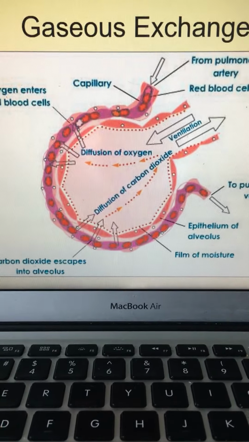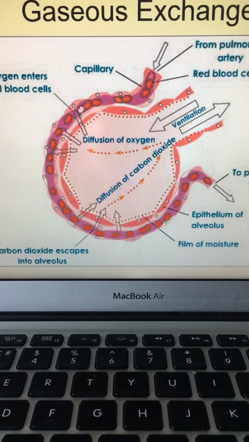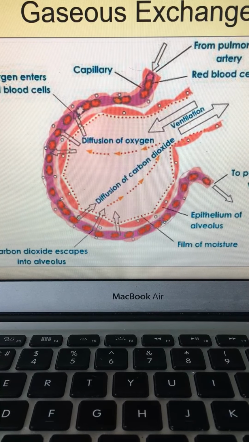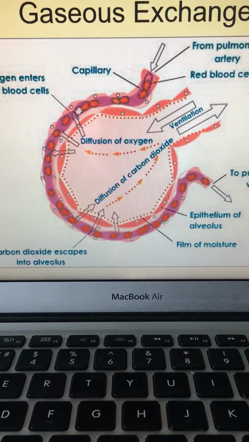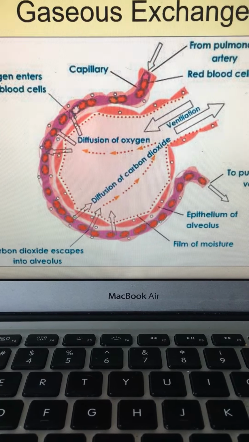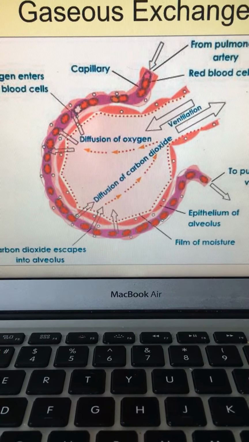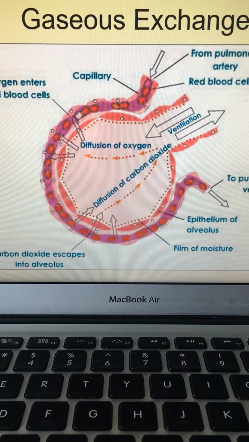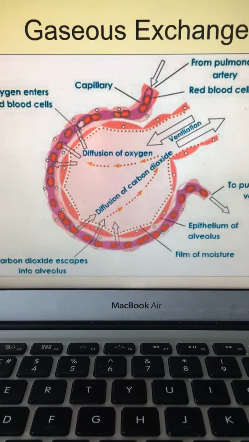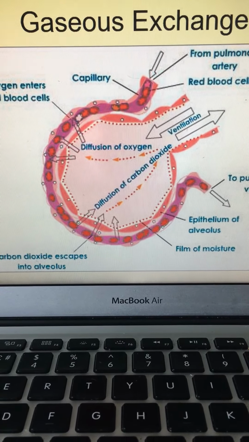So at the alveoli, oxygen diffuses from the alveoli into the blood. Carbon dioxide diffuses from the blood into the alveoli, and then we carry on with ventilation, breathing in and out to ensure we have plenty of oxygen coming in, plenty of carbon dioxide coming out.